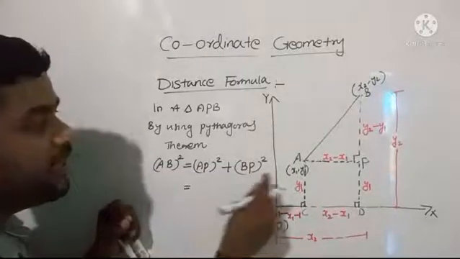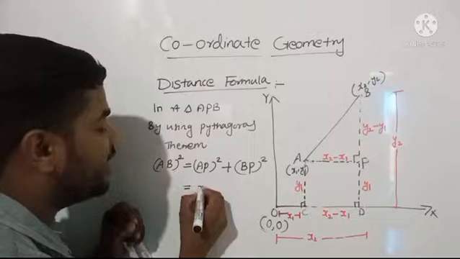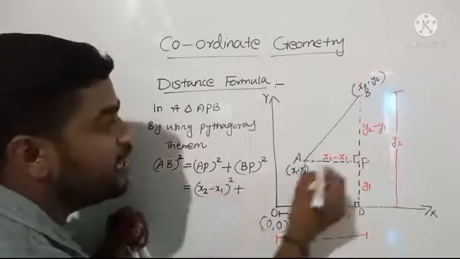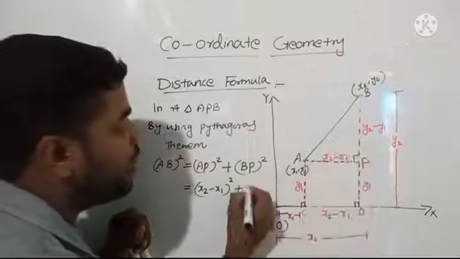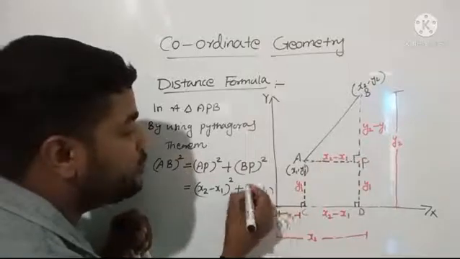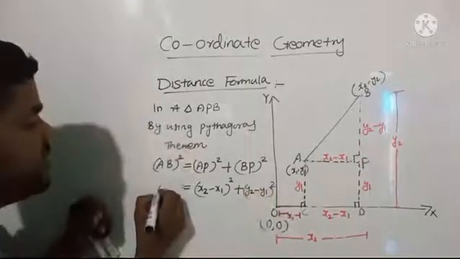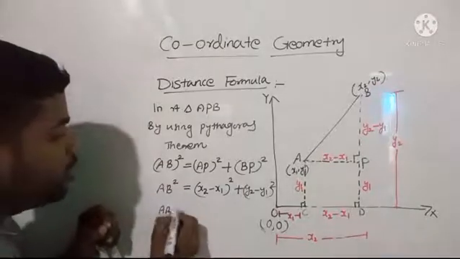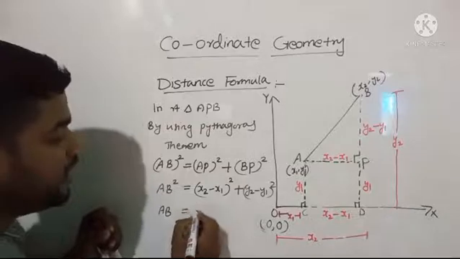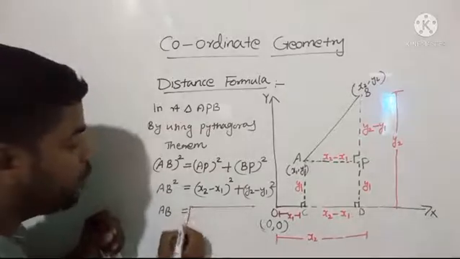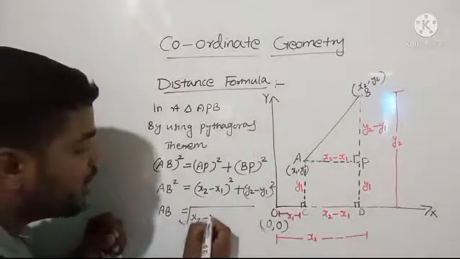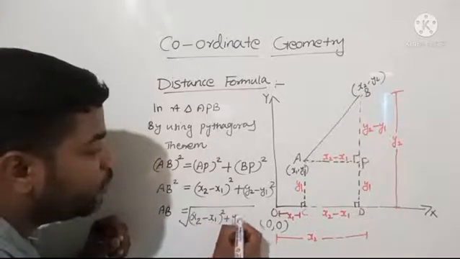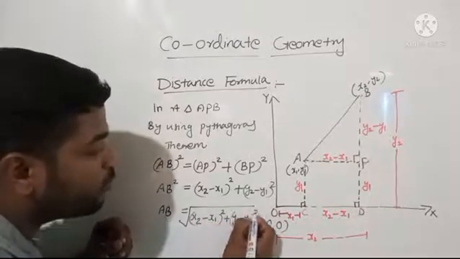Then substituting the values, the length of AP is x2 minus x1, so (x2 minus x1) whole square, plus the length of BP, y2 minus y1, so (y2 minus y1) whole square, is equal to AB square. Taking the square to the right side, it becomes a square root. So AB equals the square root of (x2 minus x1) whole square plus (y2 minus y1) whole square.